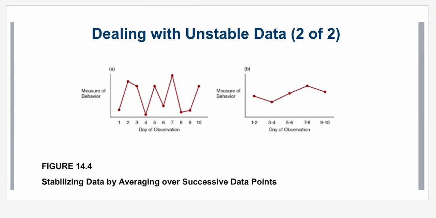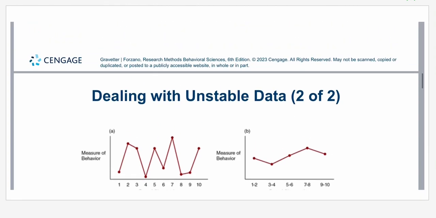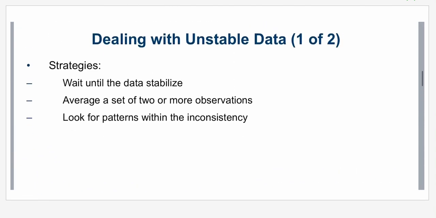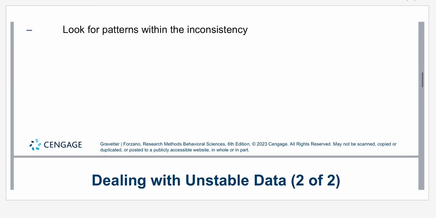So unstable data, I mean, it may just be unstable, but it also could be extraneous variables. And so if you can look for those patterns within the inconsistency, within the craziness, then you might be able to identify the extraneous variable like gym and control for it and remove that as an influential variable and stabilize your data.